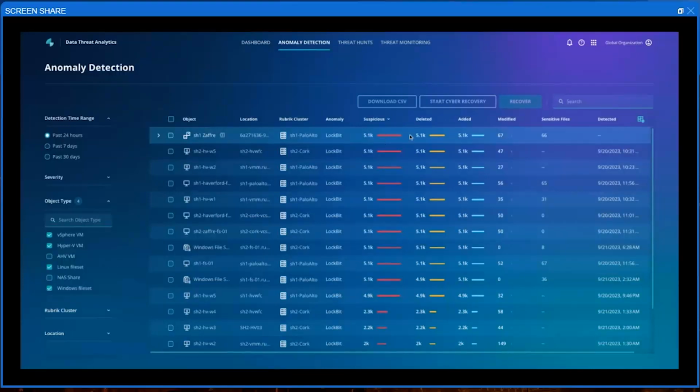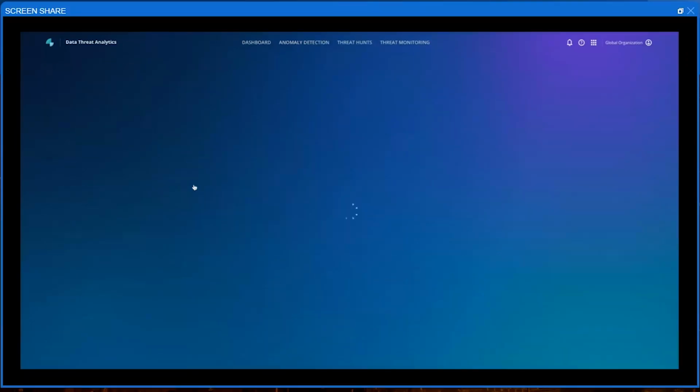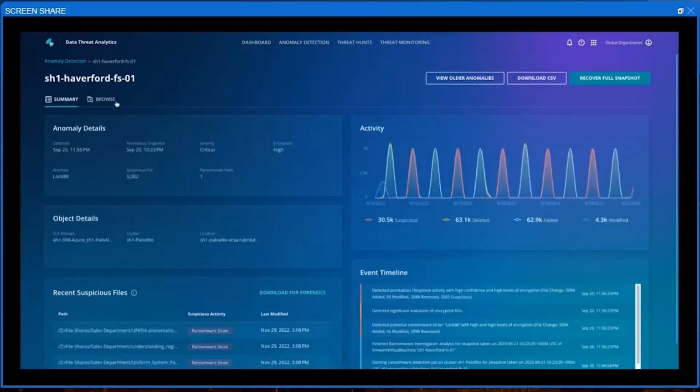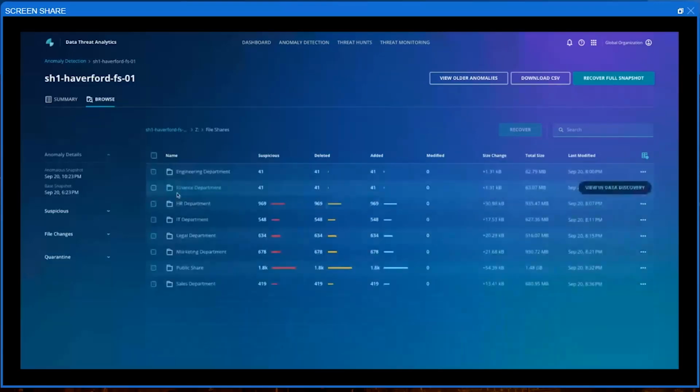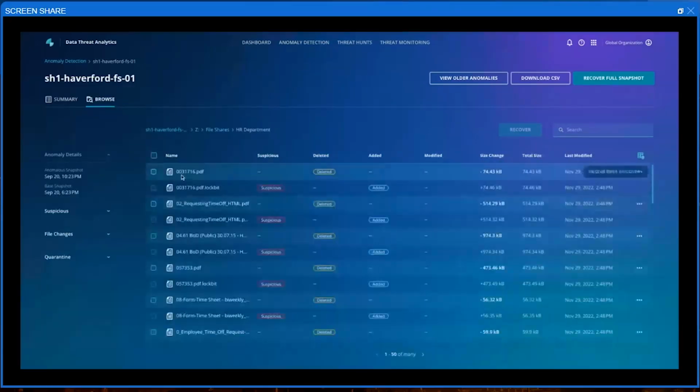And so with a single click, we can go into that server, go to browse, go down to the file level and see exactly what is going on. We could see all of the original data that was there, and then the suspicious data that replaced it with that LockBit extension. And so it's very easy. If there's an urgent need for some copies of data, we can recover that, hit download, and then hand that data off to whoever needs it, and then go on about the investigation and recovery process.